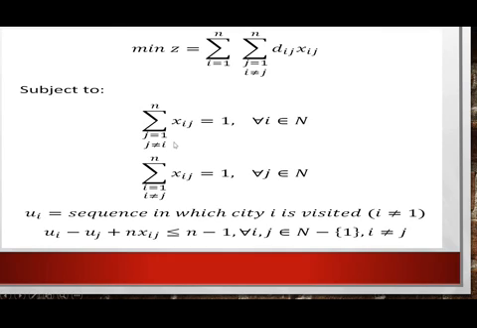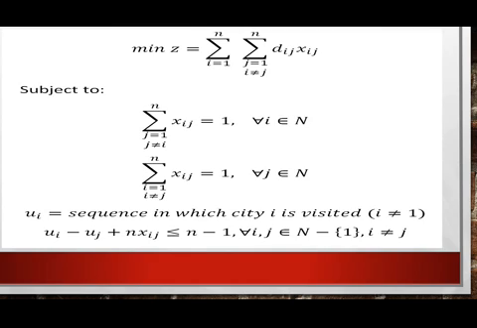subject to the constraints, as I said, every row can have only one assignment. So the single summation of Xij is 1 and the single summation of Xij is 1. This is the row-wise constraint. Every row can have only one assignment. This is the column constraint. Every column can have only one assignment. And our basic idea is to find a sequence. Ui will be a sequence in which city i is visited. That means every city has to be visited. None of the cities can be skipped.